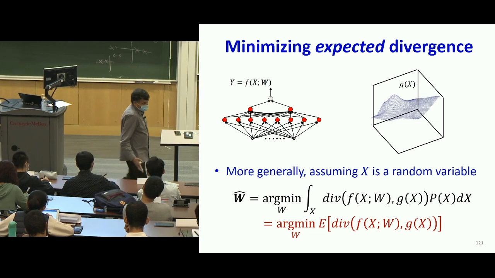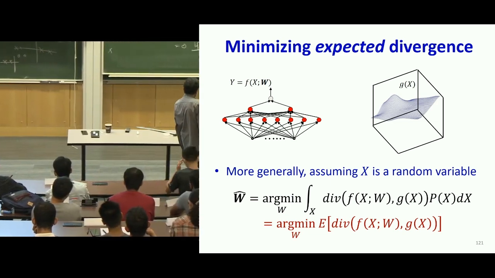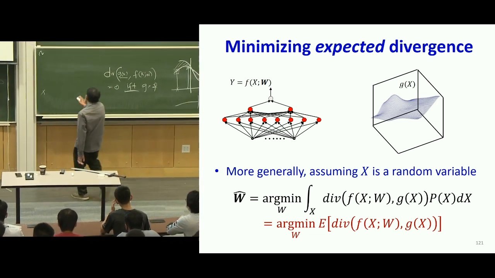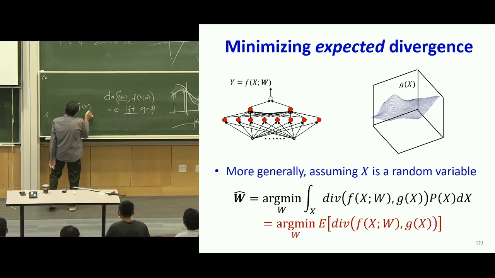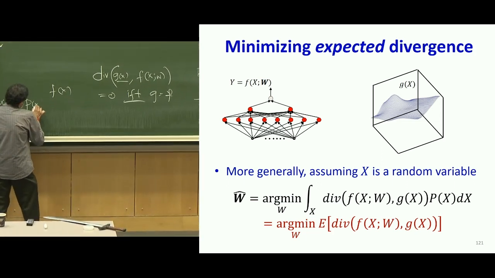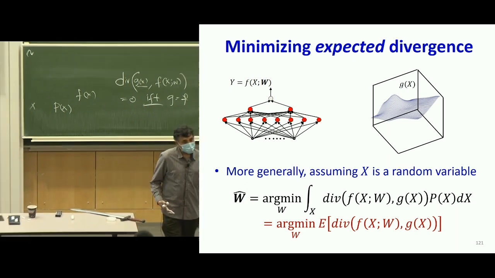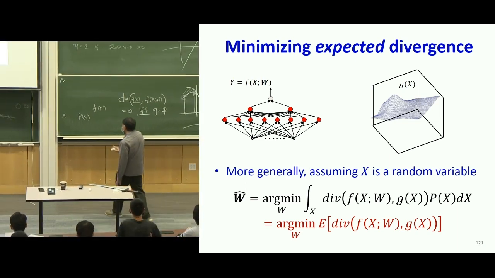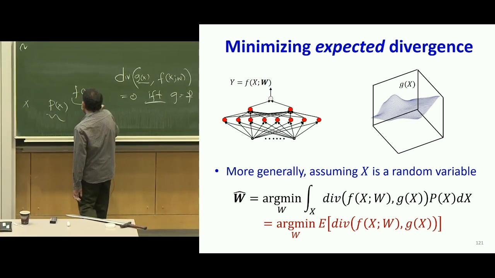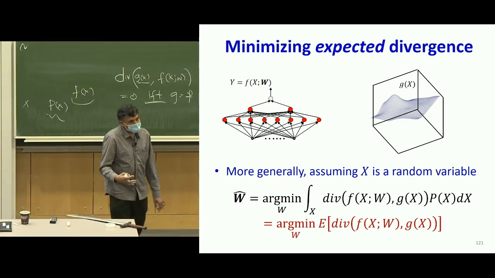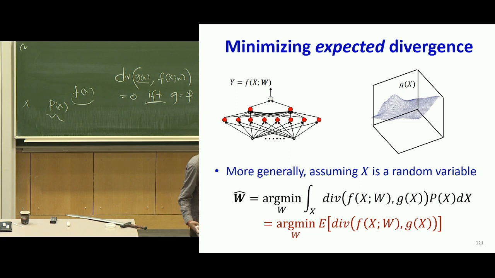What is an expectation? Suppose I have some function f of x, and x has some probability p of x. Then what we are saying is if I take lots and lots of samples, an infinity of samples drawn from p of x, and then compute that function f of x on all of these samples, and take the average, that average is the expected value of the function, right?